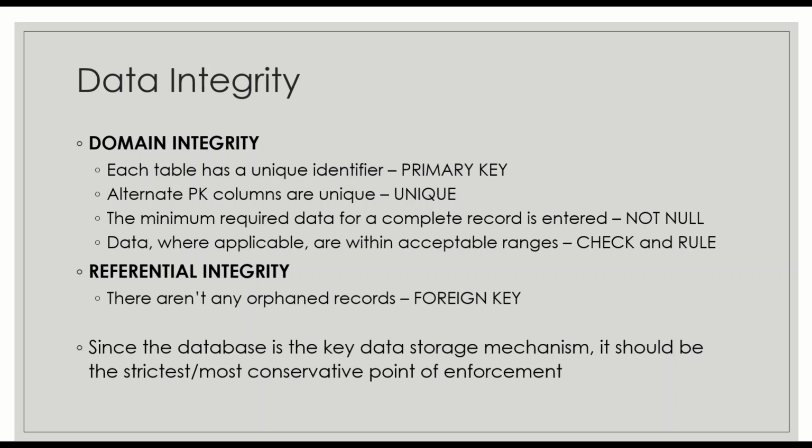The second type of integrity is referential integrity. And essentially that means that we want to maintain the integrity of our relationships between tables. So if we're making one-to-many or many-to-many or one-to-one or one-to-many recursive or any other types of relationships, we want to make sure that there's something there at either end of the connection.